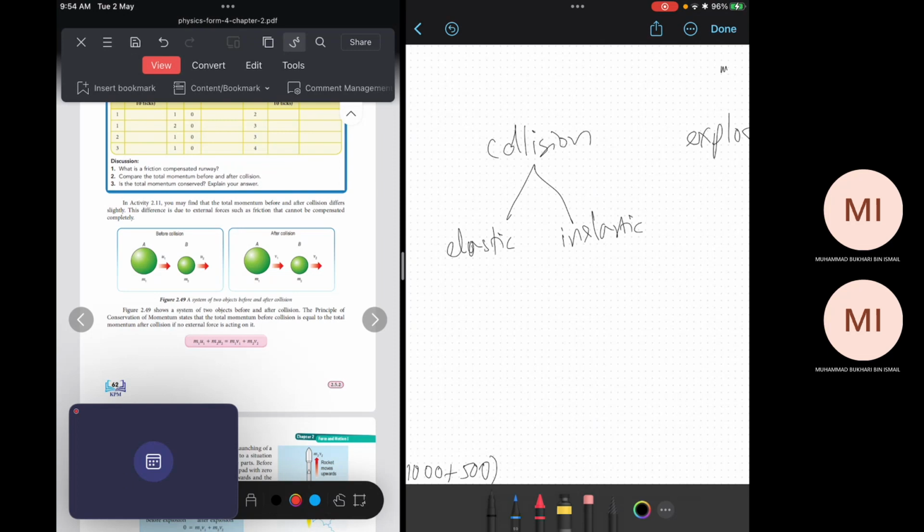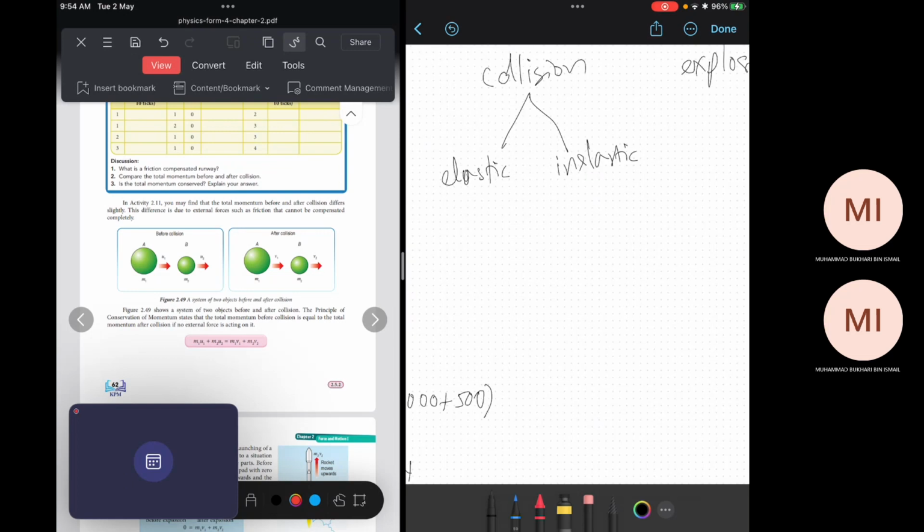Collision ada dua. Can you tell me what are they? Elastic and inelastic. For elastic collision, the object is not attached. Elastic maknanya after collision it is not attached. Okay, kalau untuk inelastic, your object attached.